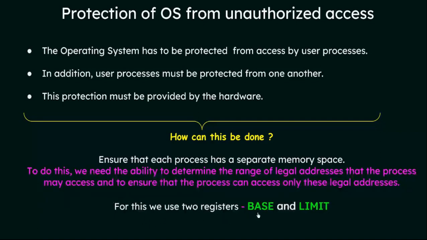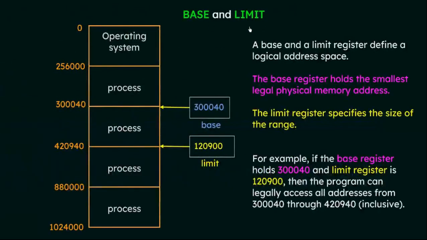For this, we use two registers called base and limit. Using these two registers, we are going to practically implement the solution that we have just suggested. So let's see what this base and limit is and how it can be used for ensuring that a process will only access whatever is present within its legal memory space. A base and a limit register define a logical address space.